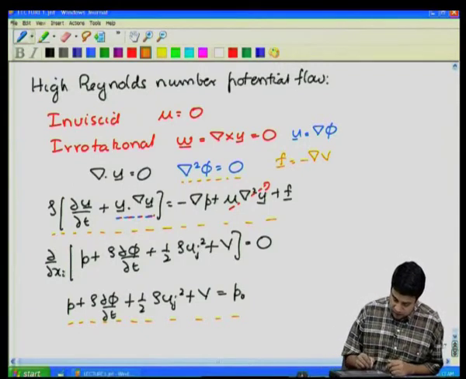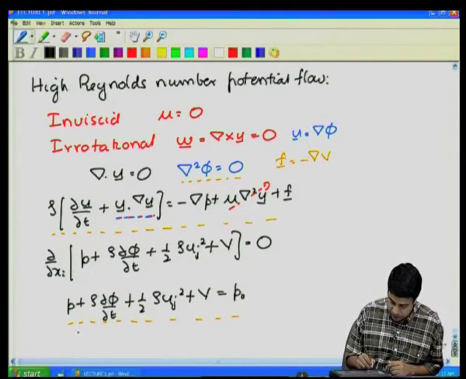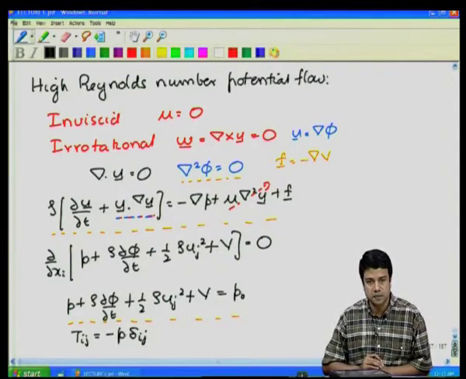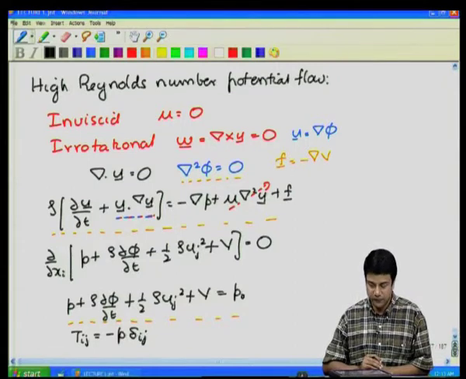The stress tensor for the potential flow is just given by minus p times the identity tensor. So, the stress tensor is just equal to minus p times the identity tensor. There is no viscous part. And as I had mentioned in the last lecture, because there is no viscous part, one cannot satisfy the tangential velocity or tangential stress boundary conditions at the surface.